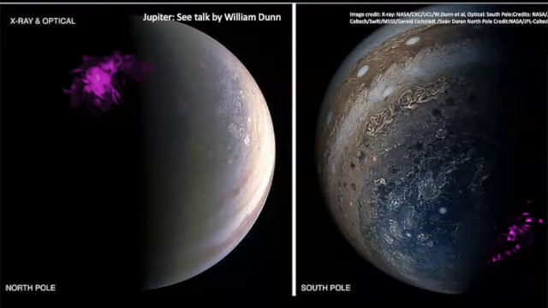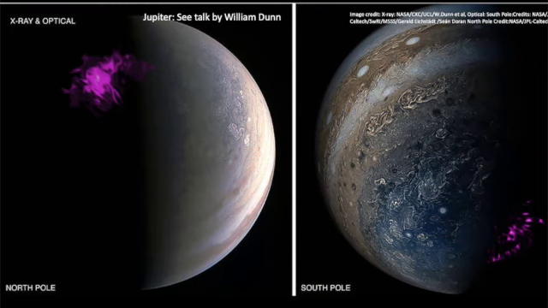Next up in our tour of the solar system is what may be one of the most complicated environments, Jupiter. Not only is Jupiter a gas giant, it has an extreme radiation environment and multiple processes that lead to highly variable X-ray emission. And I really recommend that you listen to the talk by William Dunn, also in this session.